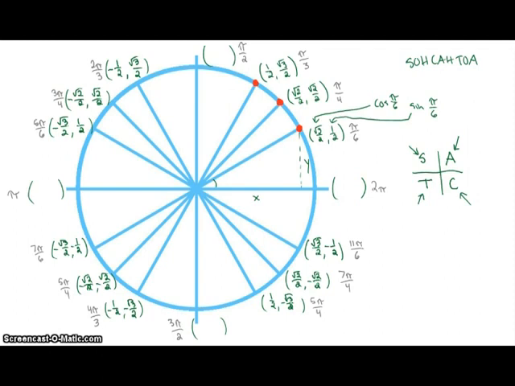The last ones we need to find are the quadrantal angles, and those are the ones that can't be solved with the triangle, but you don't really need to, since you know that the radius of this is 1. This point has to be 1, 0. This point has to be 0, 1. This point is negative 1, 0. And this point is 0, negative 1.